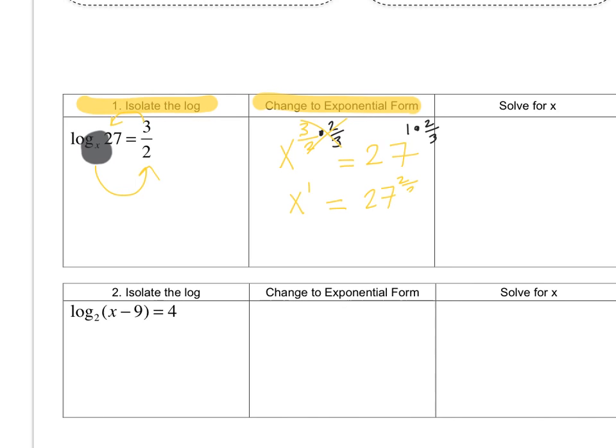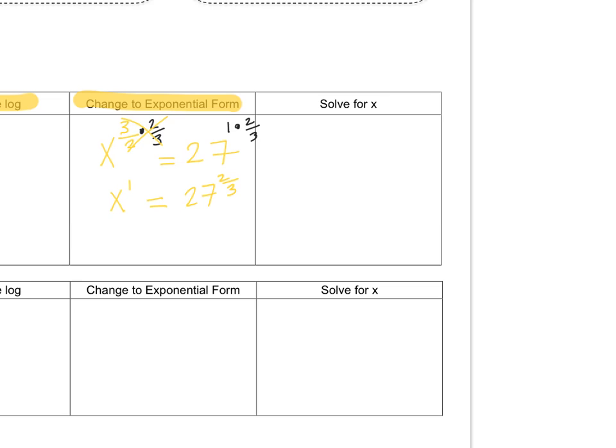Now, I don't know if this yellow is clear, so let me change to another color. So this is how you change to exponential form. Let's review how we do that. We start with the base to the power 3 over 2, and that's equal to 27. Now, to get x by itself, to get rid of this power, I multiply it by the reciprocal. Whatever I do to one side of the equation, I have to do to the other. Now I need to solve for x. x equals 27 to the power 2/3.